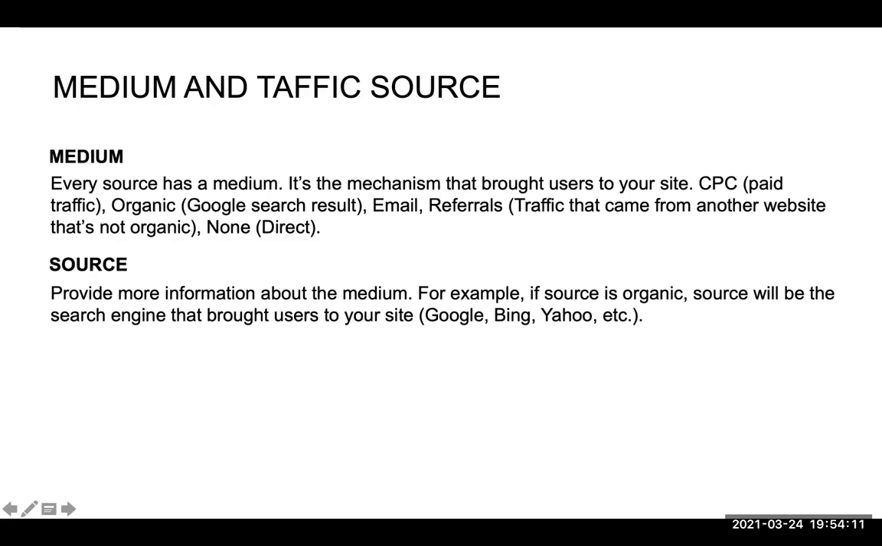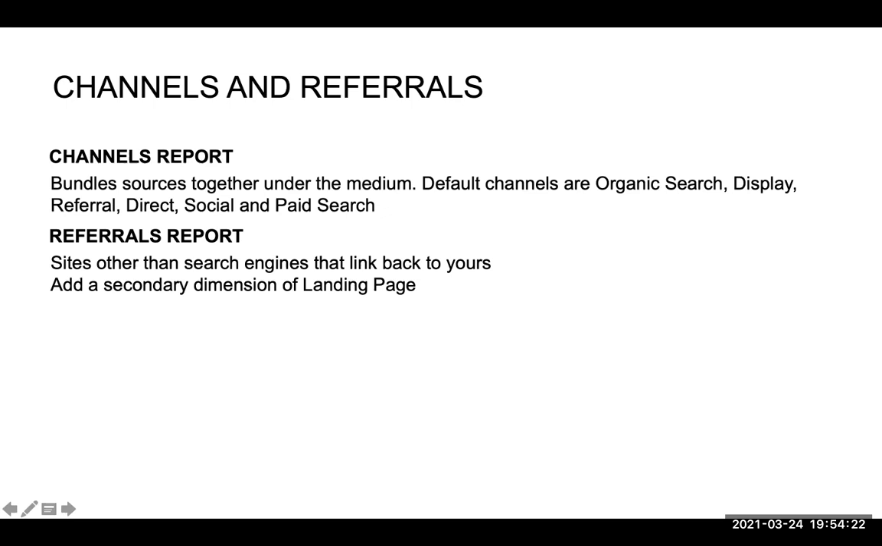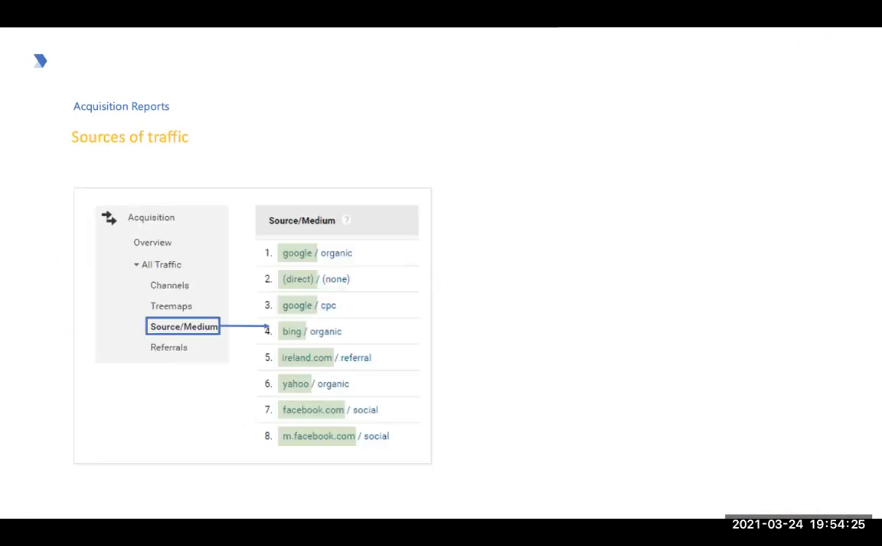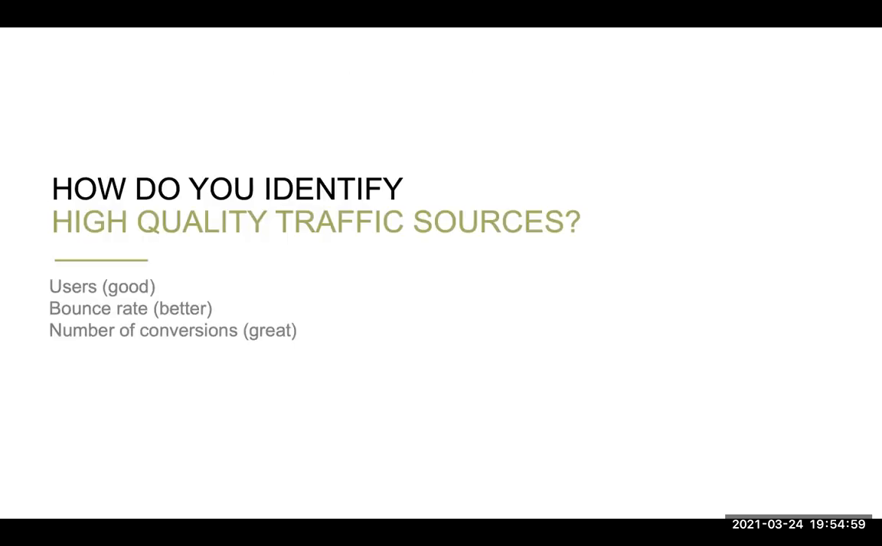The source now provides more information about the medium. For example, if the medium is organic, the source will be the search engine that brought you to your site. I think I have something that actually helps you to understand it. Right, here it is. I'm going back, but I'm just showing you this. On this side, are you seeing that these are the sources? The source in this case is Google, direct, Google, Bing, Ireland.com, Yahoo, Facebook. And the medium now is organic, none, CPC, organic, referral, organic, social. Seeing that? So you can go back to this particular slide to understand that.